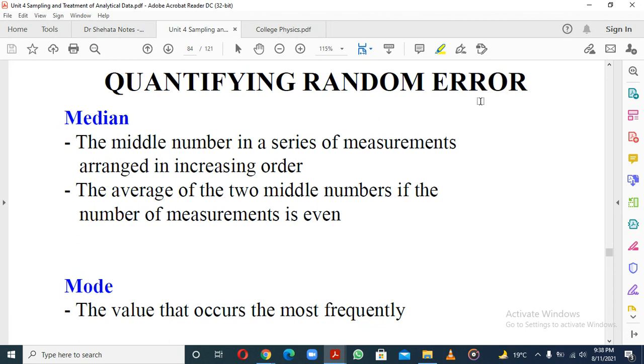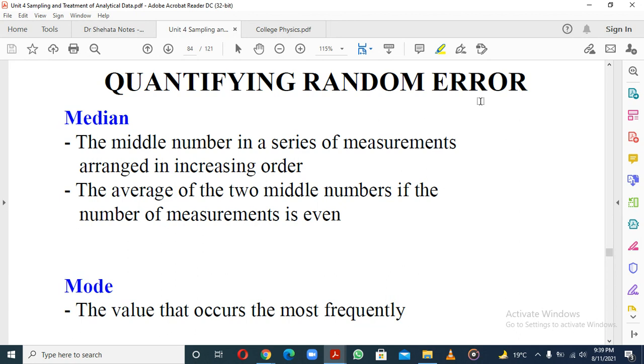After you do that, if they are an odd number, let's say three, five, nine, finding the median is easy because there will always be that one value that stands alone. But when your measurements are even, let's say you've got six measurements, you don't have a middle number there, right?